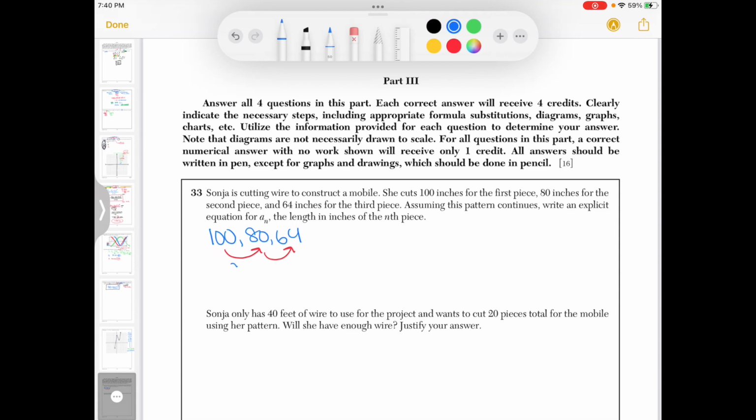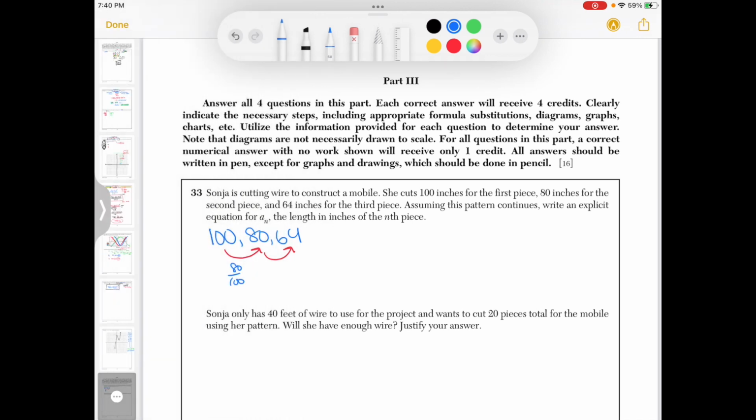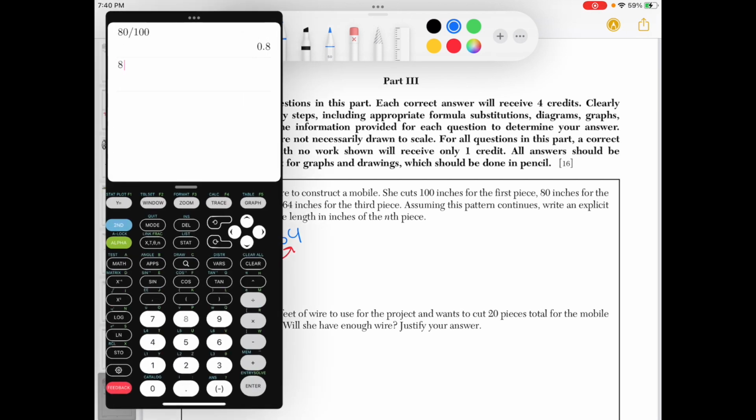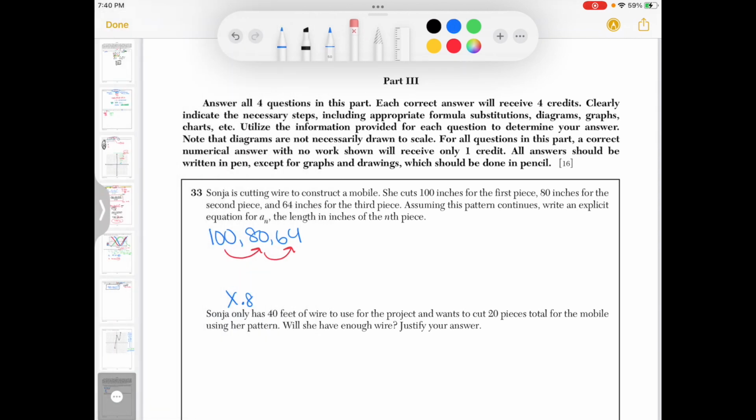So to find out what you're multiplying 100 by to get to 80, you do 80 divided by 100. So I grab my calculator, get out of that graph. 80 divided by 100 is 0.8. So I'm multiplying by 0.8. Now I want to see if that works the whole way. Is 80 times 0.8 the next number? 64. Yes, it is. So that absolutely works. That means I'm multiplying by 0.8 each time. Times 0.8 times 0.8. Perfect. But what that mostly tells me is that this is a geometric sequence.